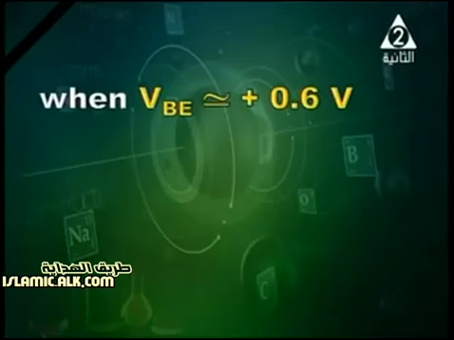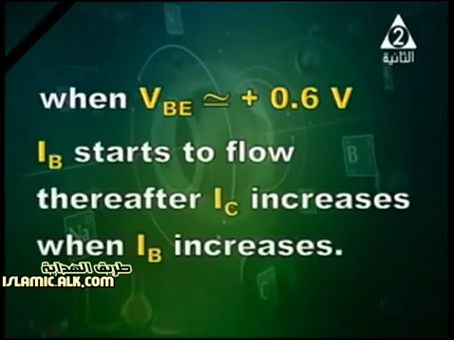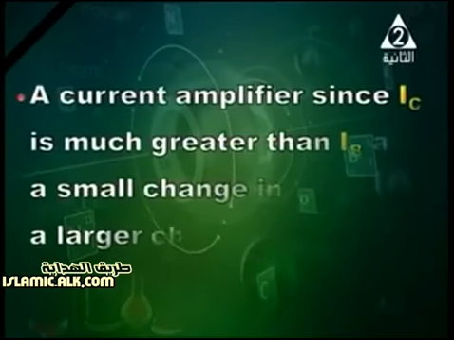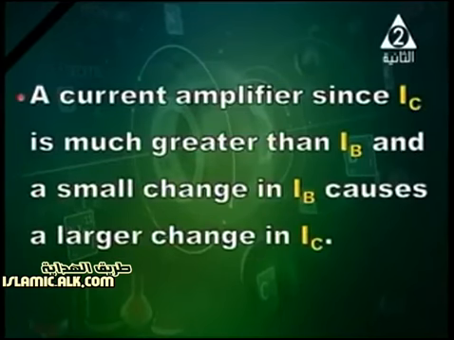If the voltage across base and emitter is equal to 0.6 volt, yes, base current starts to flow. Thereafter, collector current increases when I base increases. Also, a transistor can act as a current amplifier. The question is how? IC, the collector current, is much greater than IB, the base current.